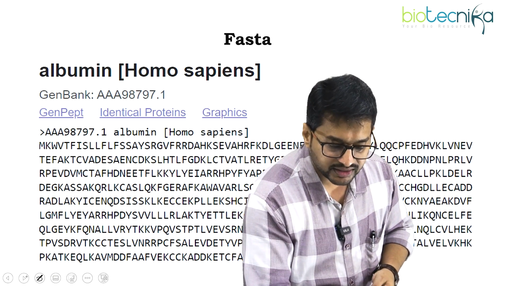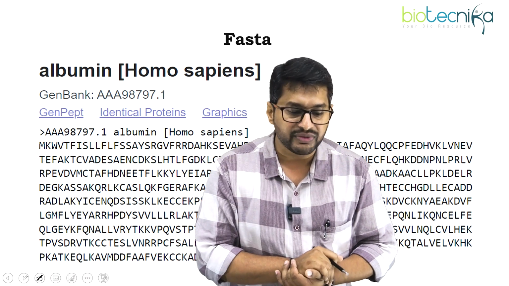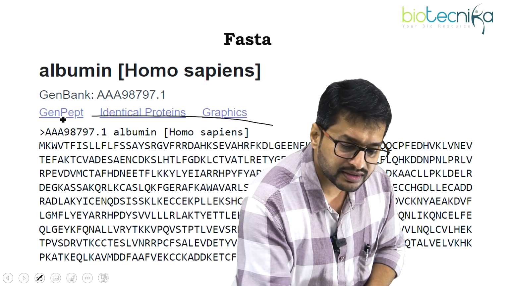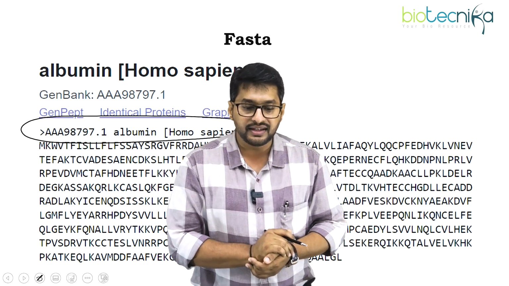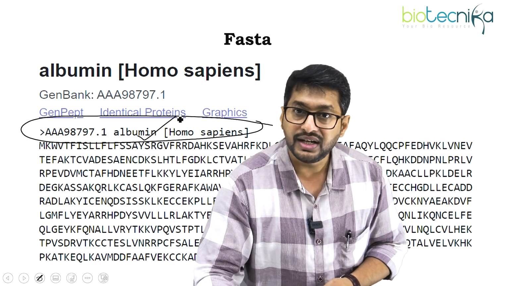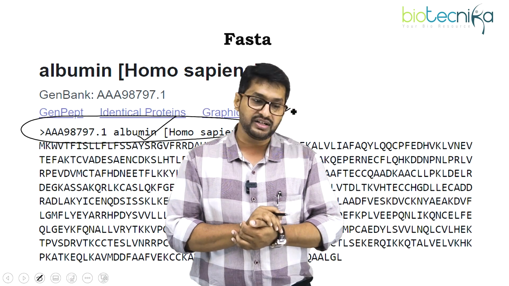The second format is called the FASTA format. Please remember, most of the tools which process data, most of the applications or softwares, are compatible with FASTA formats. FASTA refers to fast all. How do you recognize a FASTA sequence? A FASTA sequence is always recognized by a greater-than symbol followed by its accession number. Then it talks about the name of the protein and the organism to which this particular protein is related.